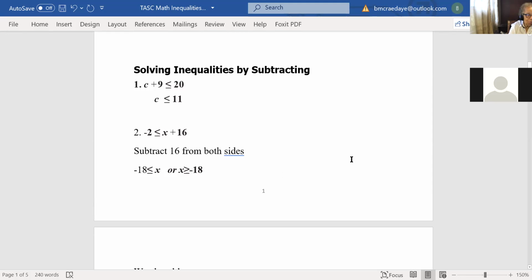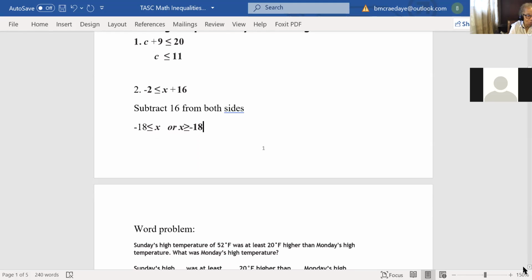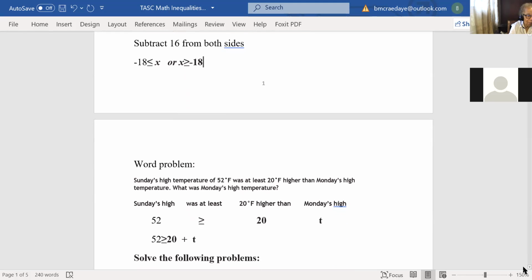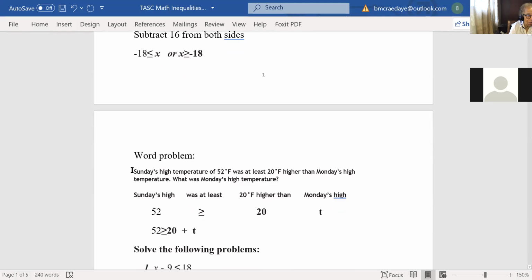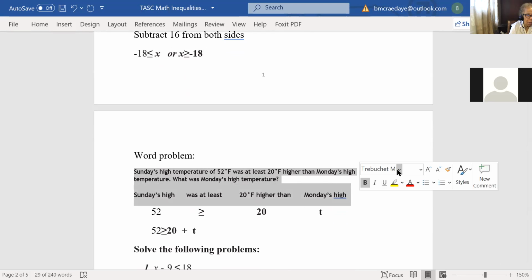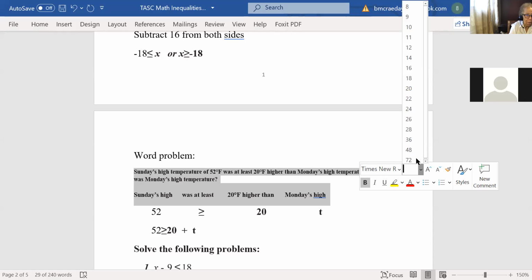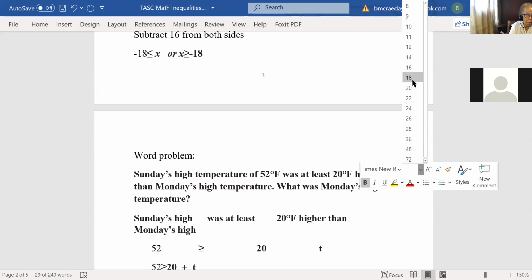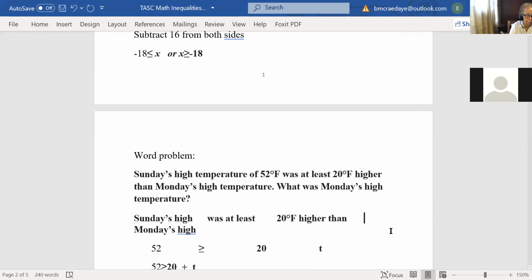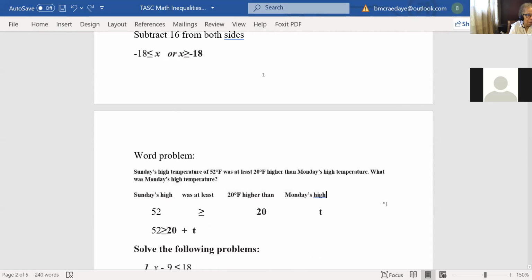Okay, now that was subtracting. Now I have a word problem here. Maureen, can you see that? It's kind of small. Let me make it bigger. Sunday's high temperature of 52 Fahrenheit was at least 20 Fahrenheit higher than Monday's high temperature. What was Monday's high temperature?